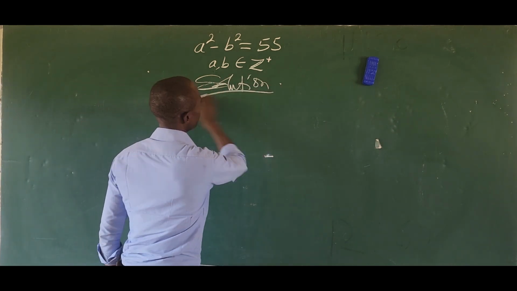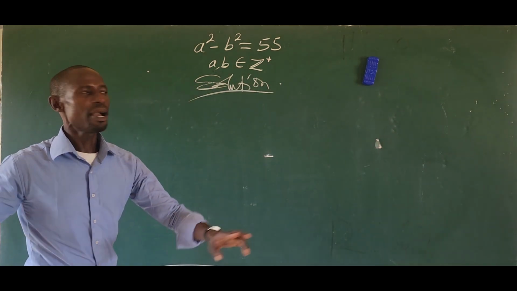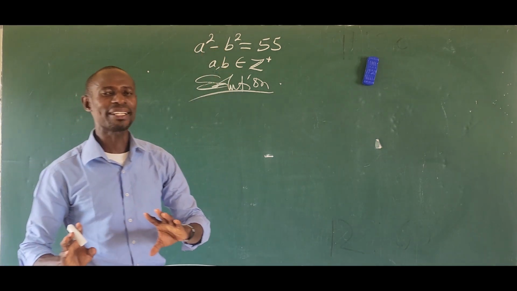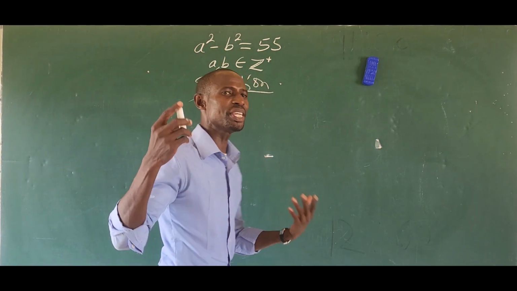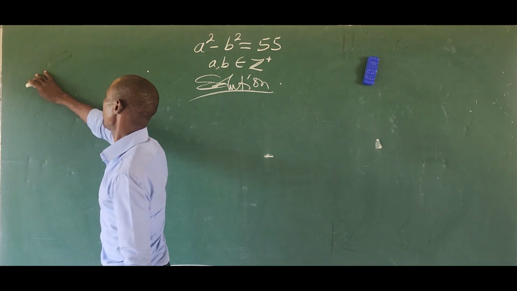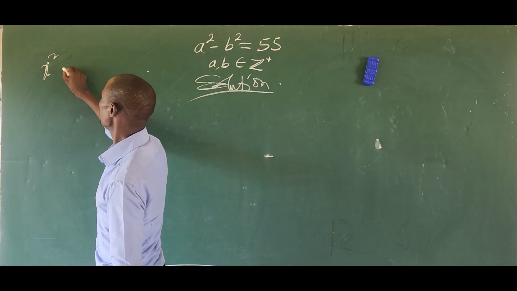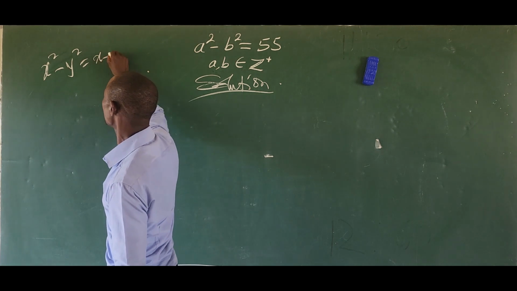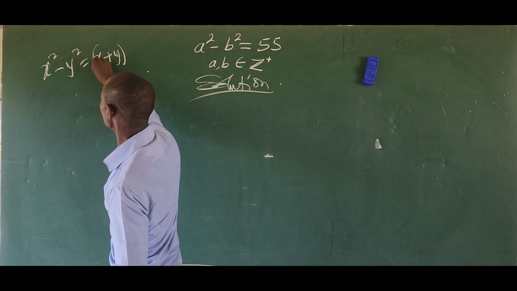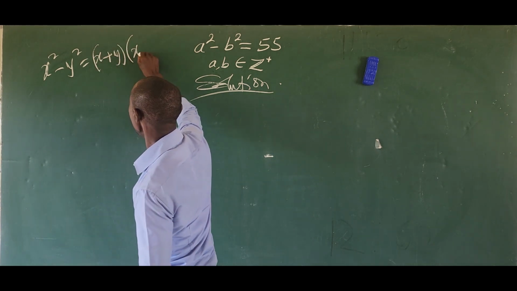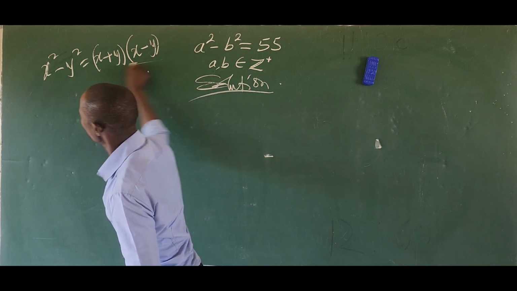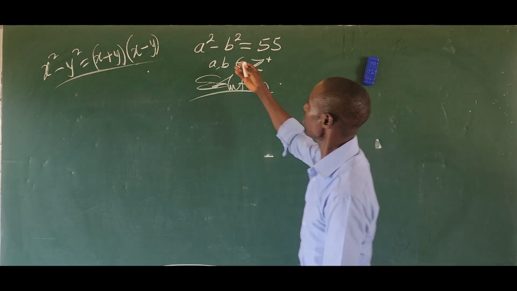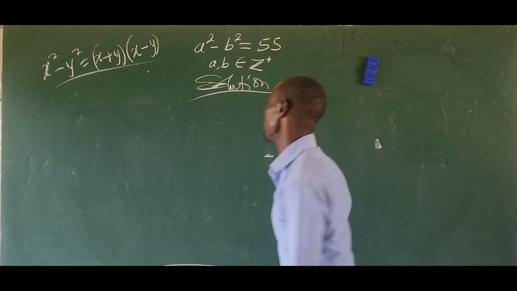Now, what we do here, if you see an expression of this kind, what comes to mind first is difference of two squares. We know that x to the power of 2 minus y to the power of 2 is equal to (x plus y)(x minus y). This is what we call difference of two squares, right? Good. So we can rewrite this expression in that format.